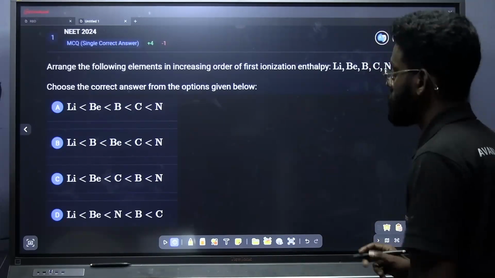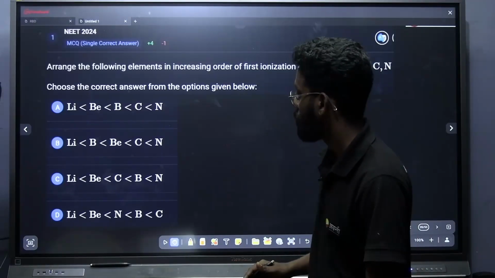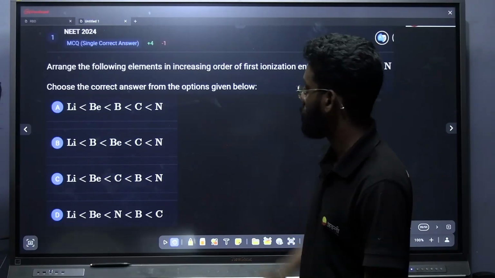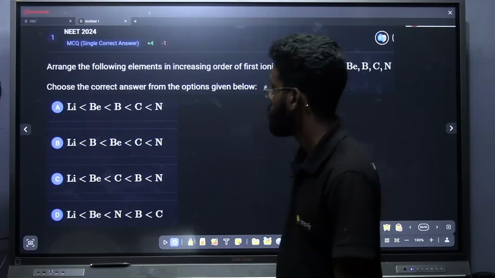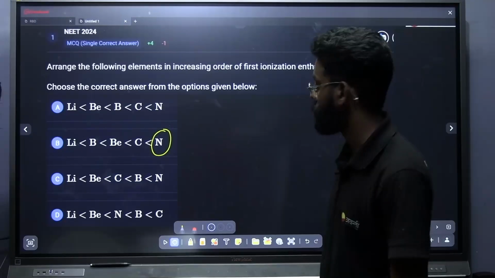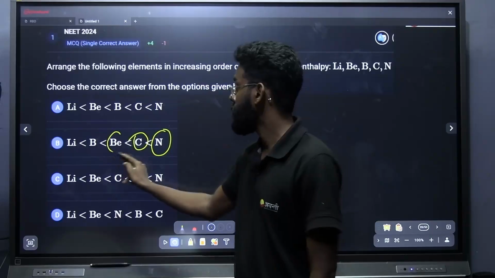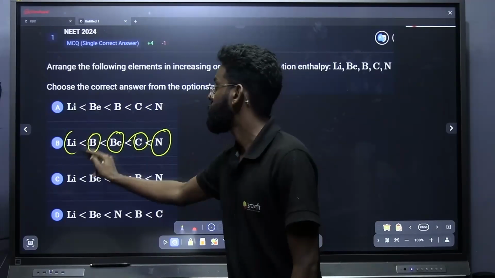Option B. Yeah, we know that. Option B. We all know that nitrogen is having the highest because of stable half-filled configuration. Then comes carbon, then comes beryllium. Beryllium will be overtaking boron. Then lithium. This is the order.